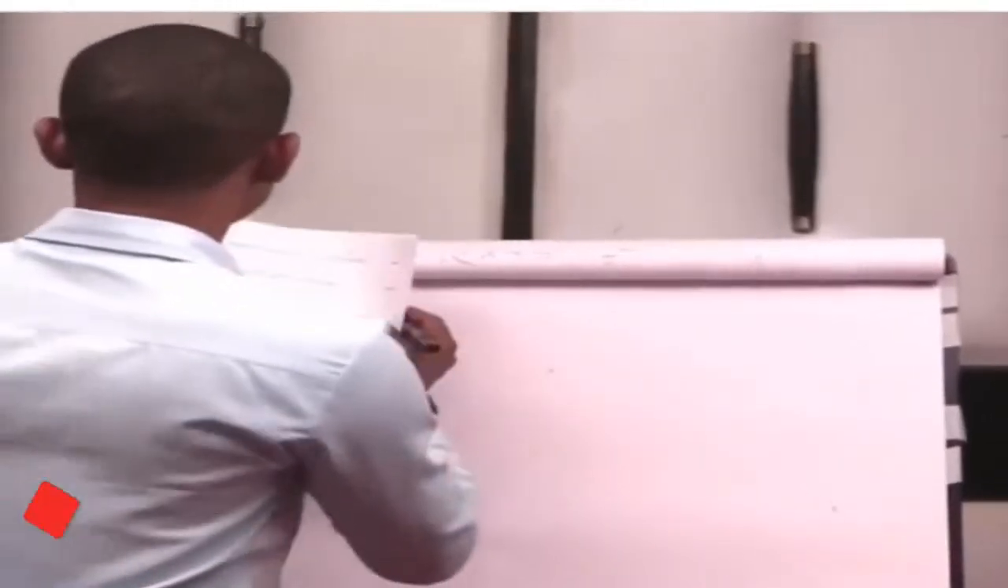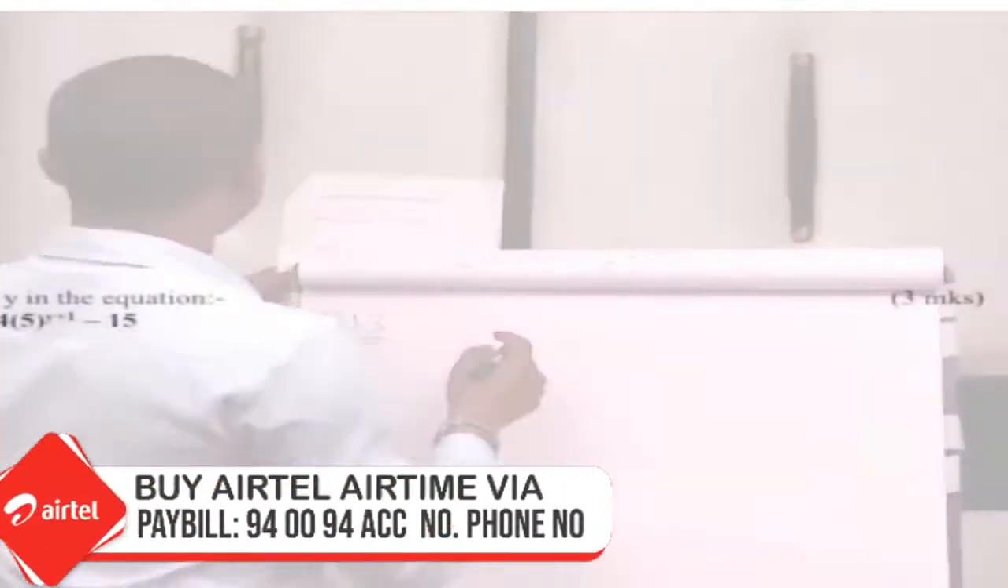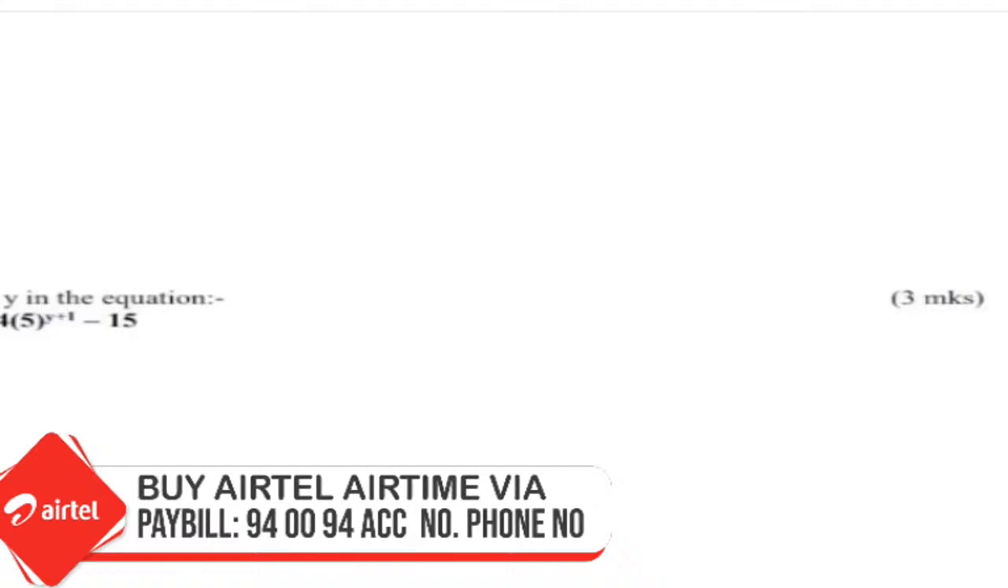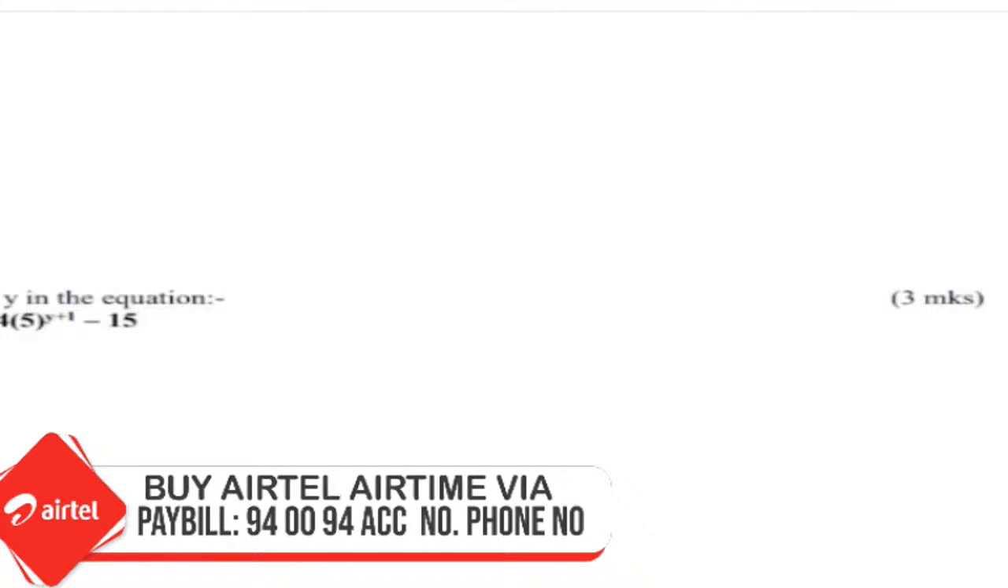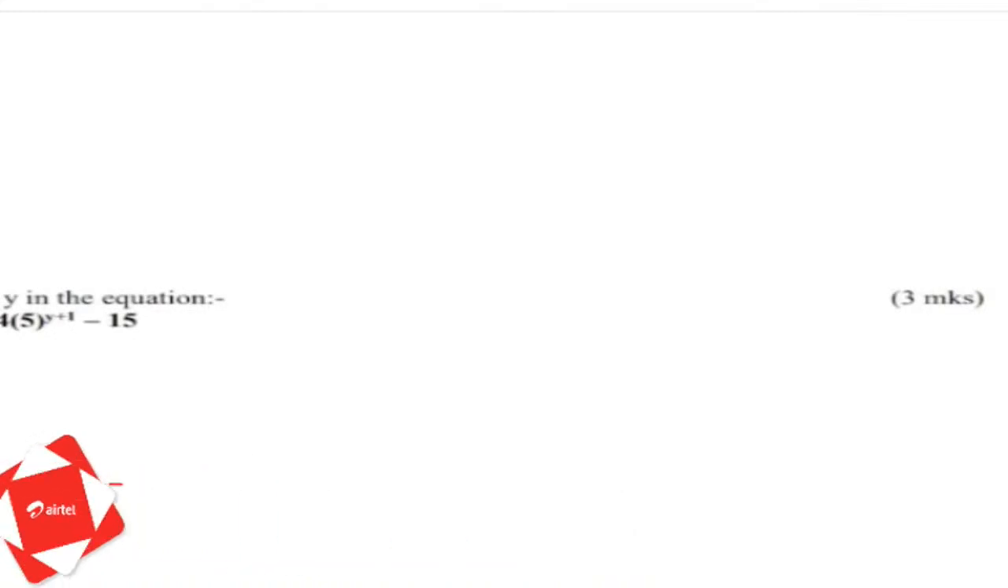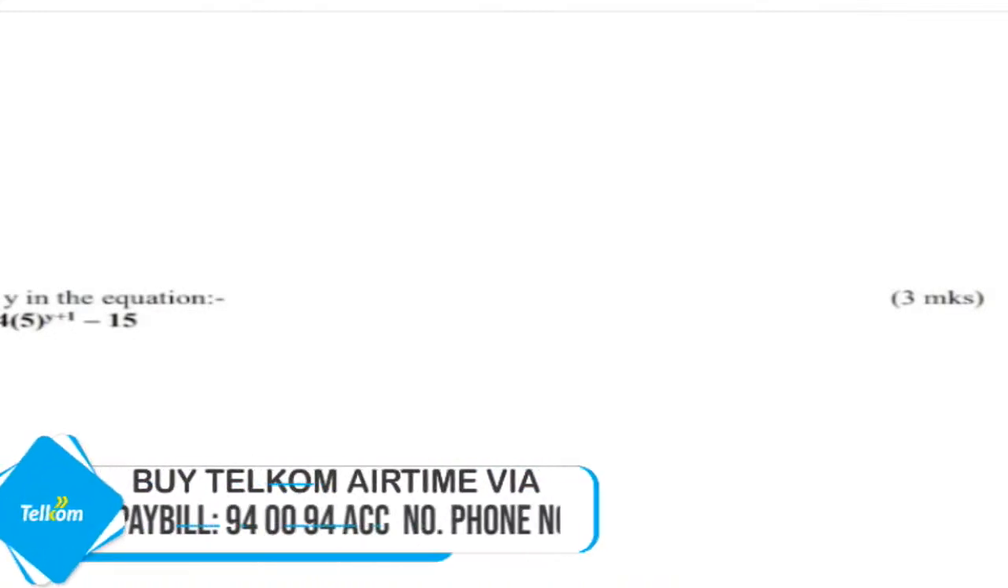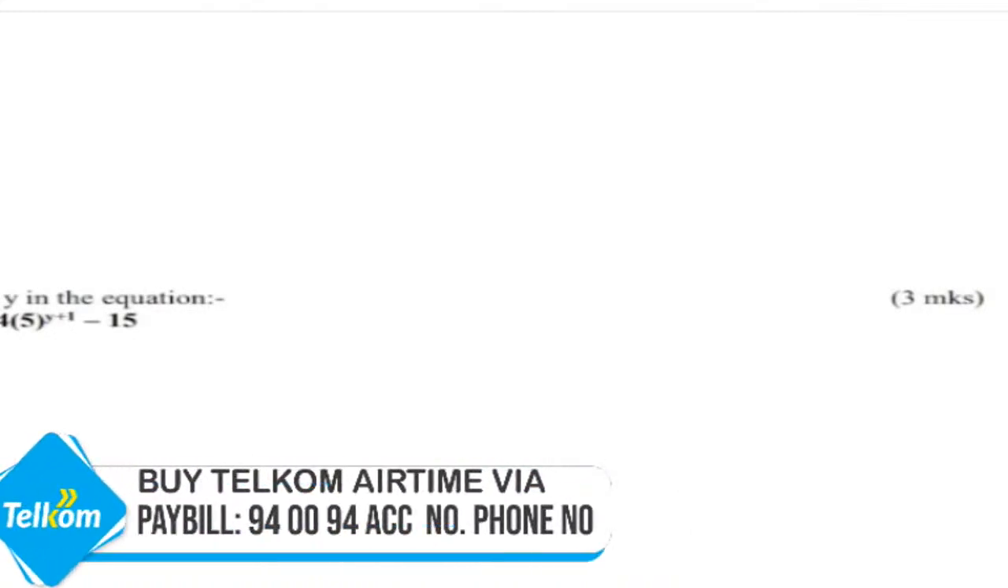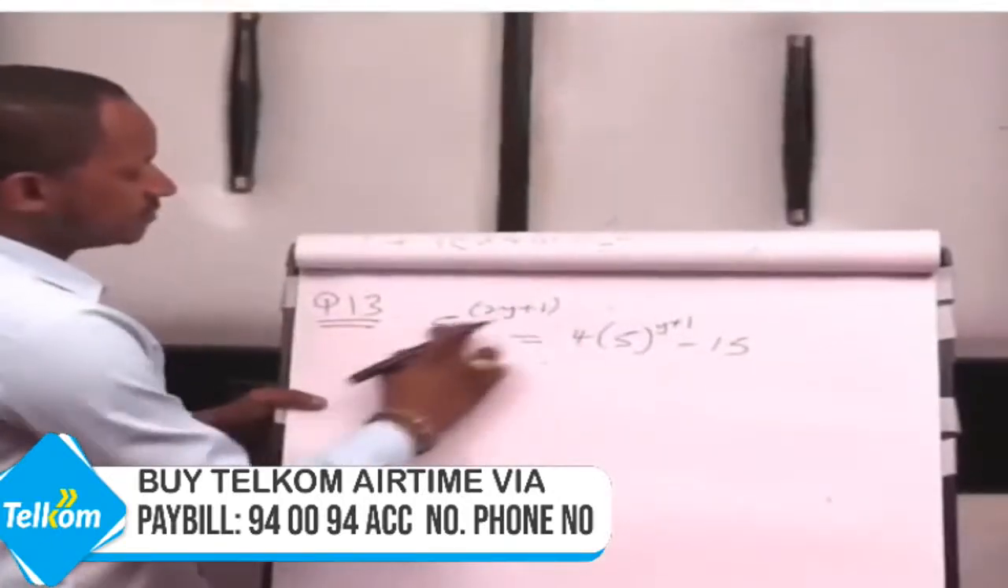Question 13. Solve for y in 5^(2y+1) = 4 × 5^(y+1) − 15. So you are told to solve for y in this equation. Solve for y. So this is easy. Open up this.